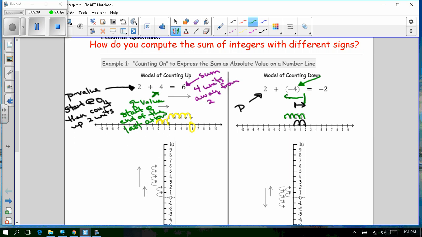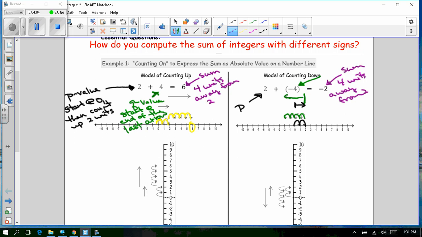And then we have our new answer. In this case, we got -2. Again, it is still my sum, and it still is 4 units away from 2.